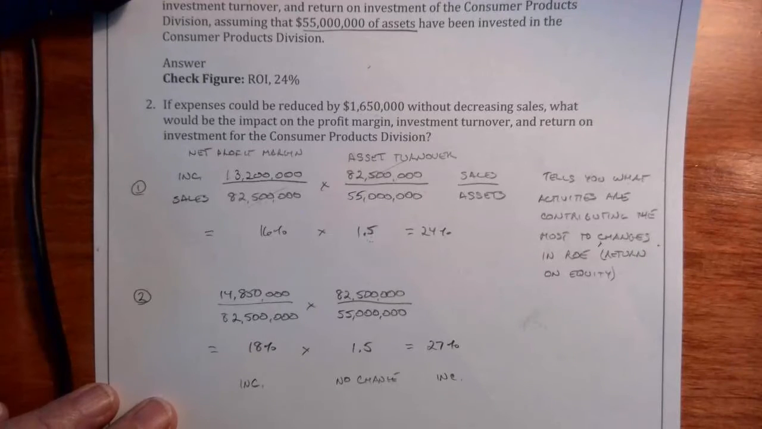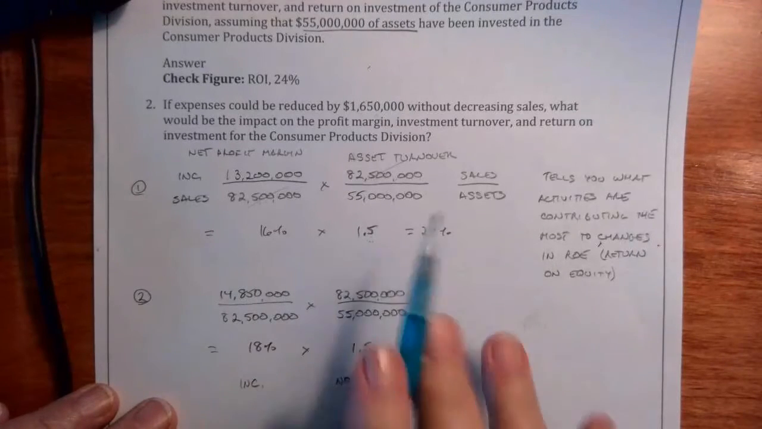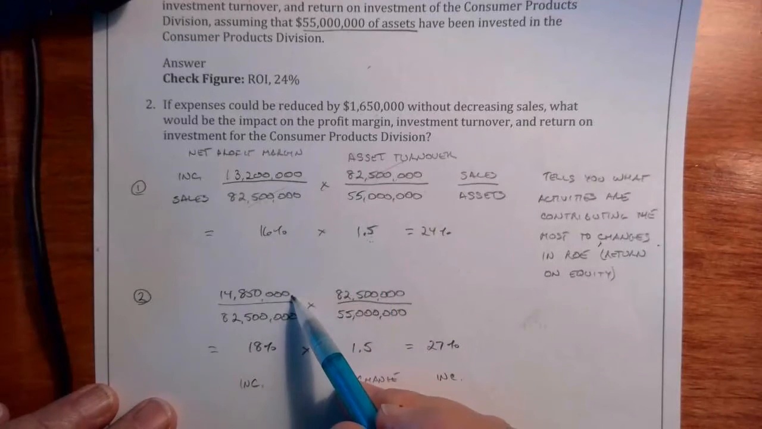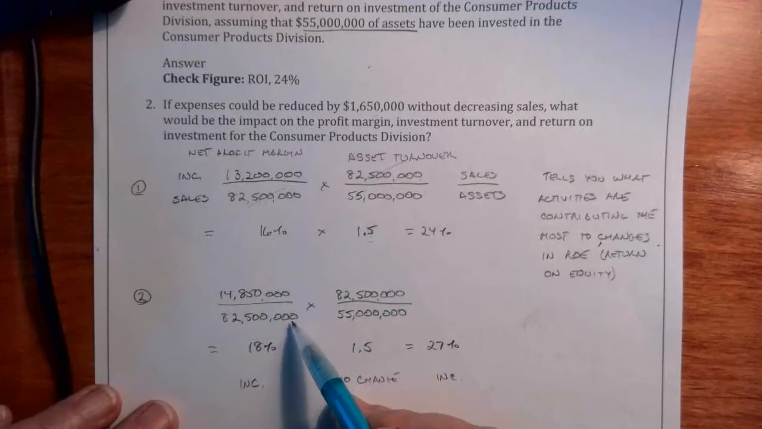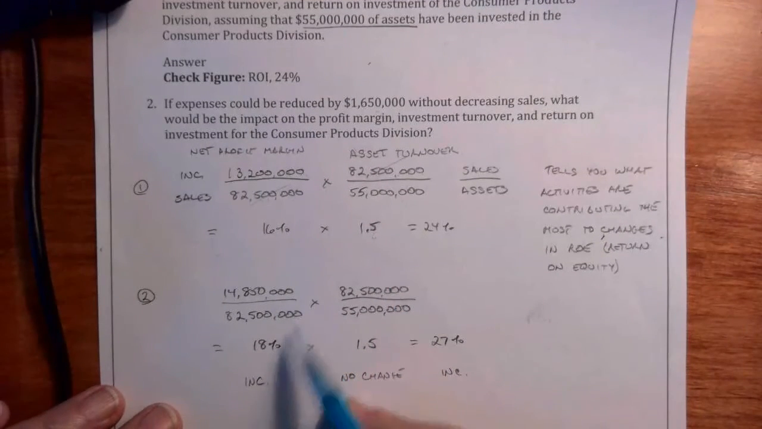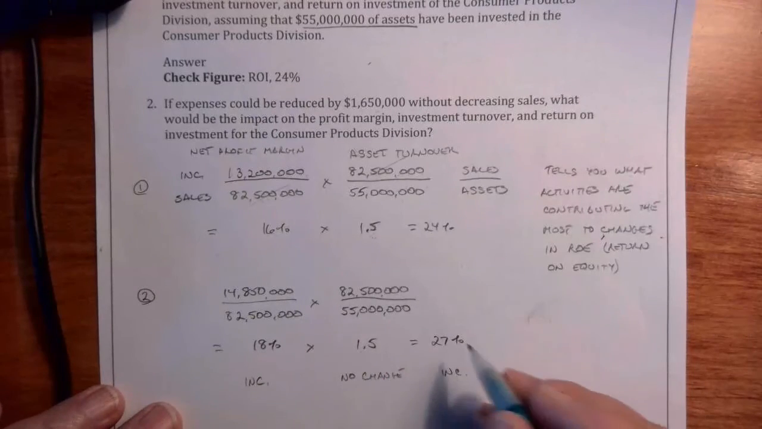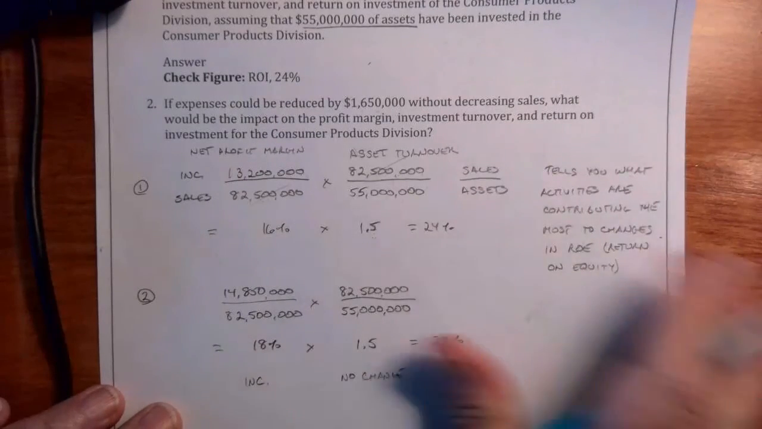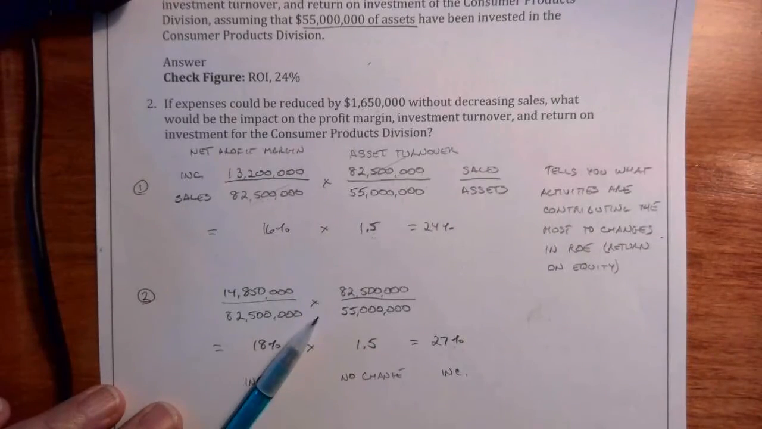So if we decrease expenses, then net income is going to increase, right? So net income increases. I'm dividing it by the same sales. So now my net profit margin is 18% times 1.5. My ROI is 27%. Okay. So that's that.